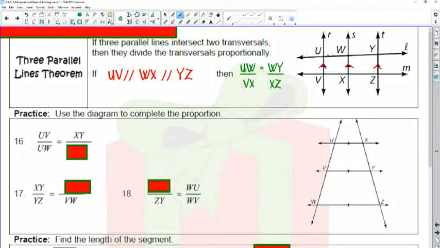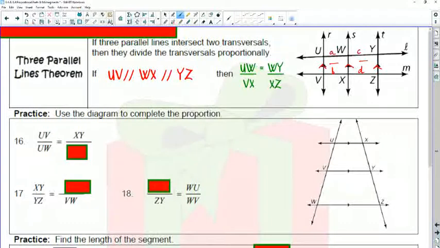So that means that this piece, UW, over the bottom, which I'm going to call this A over B, and then WY, which I'm going to call C, and XZ, which I'm going to call D. In other words, A over B is equal to C over D. Top over bottom is equal to top over bottom. But there are also other ways that I can compare the pieces, okay?